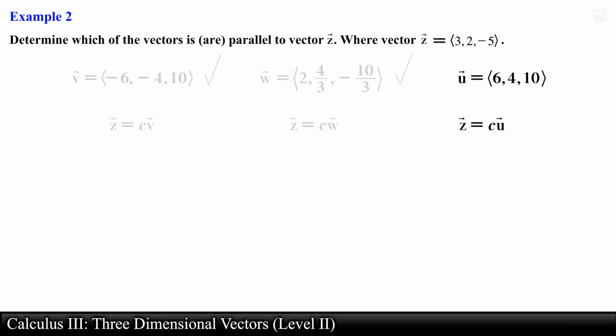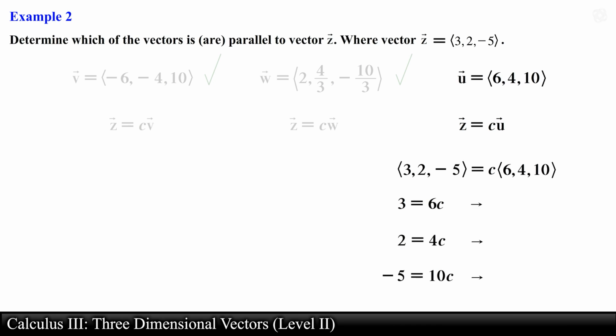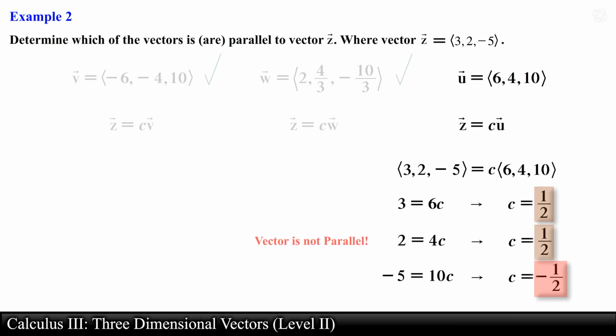Lastly, we do the same for vector u and break apart the vector equation into separate components and solve for the scalar, obtaining the following. Notice that the x and y components are the same, but the z component is negative. We need all three scalars to be the same for all components, including the sign. Since this scalar does not match the rest of the scalars on the other components, we can conclude that vector u is not parallel to vector z.